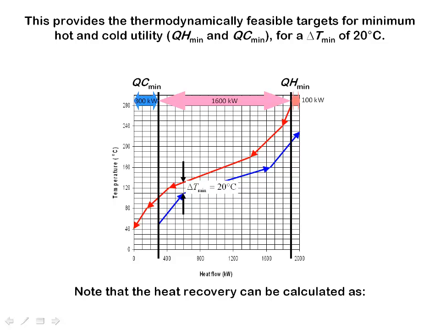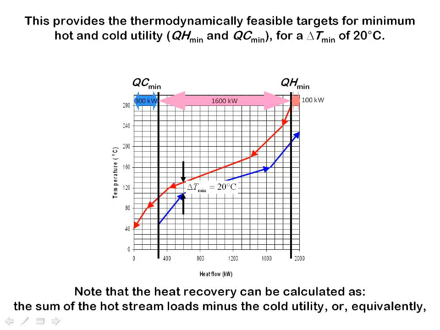Now, often we want to calculate the amount of heat recovery. Note that it can easily be calculated as the sum of the hot stream loads minus the cold utility. So in other words, all of the heat that we had to lose from the hot streams, some of that we've lost into cold utility, the rest we must have recovered. Or alternatively, the sum of the cold stream loads minus the hot utility. In other words, all of the heat that we had to supply to the cold streams, some of it we're supplying from steam, the rest we must have supplied from hot streams, we must have recovered.